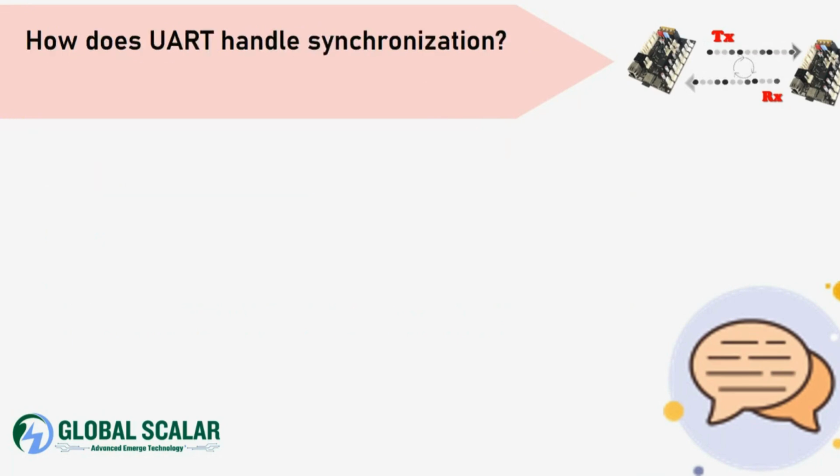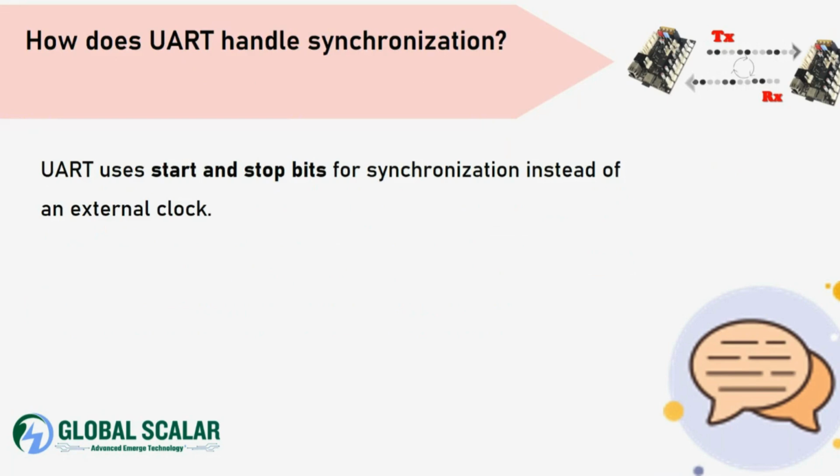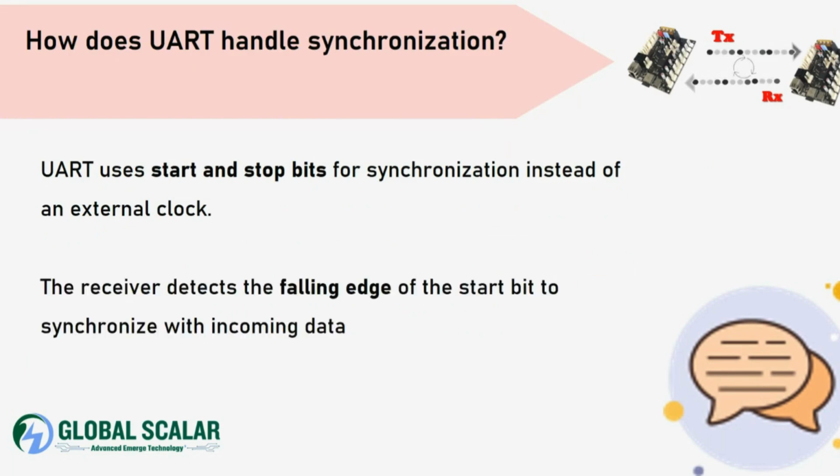How does UART handle synchronization? UART uses start and stop bits for synchronization instead of an external clock. The receiver detects the falling edge of the start bit to synchronize with the incoming data.